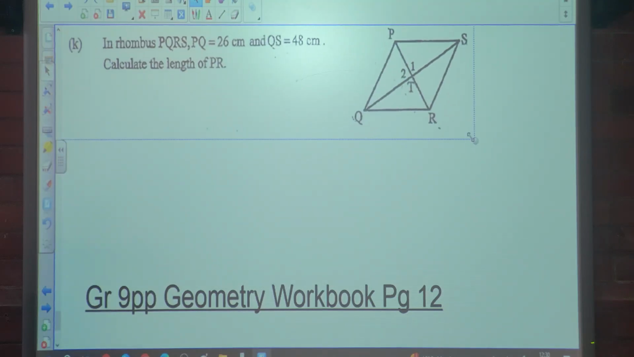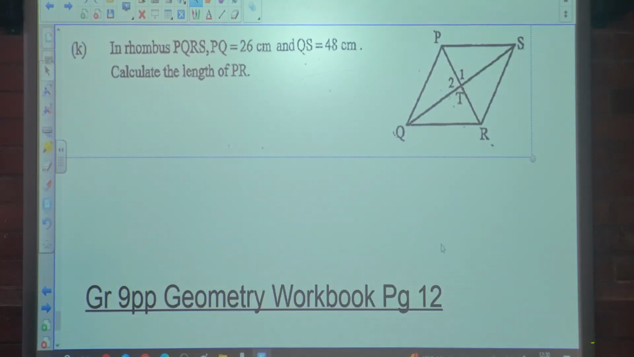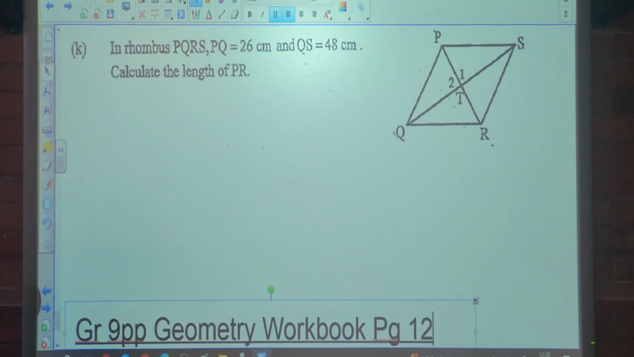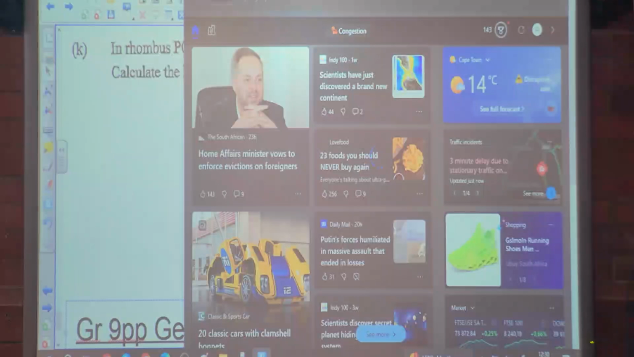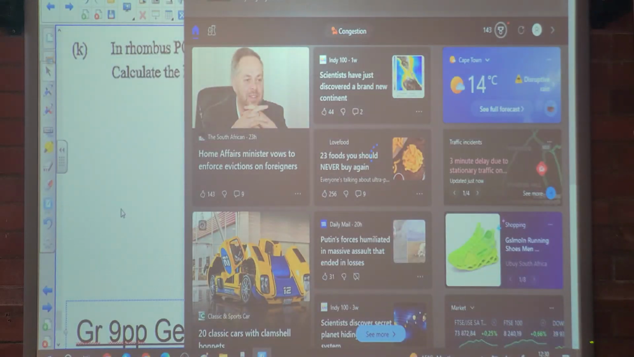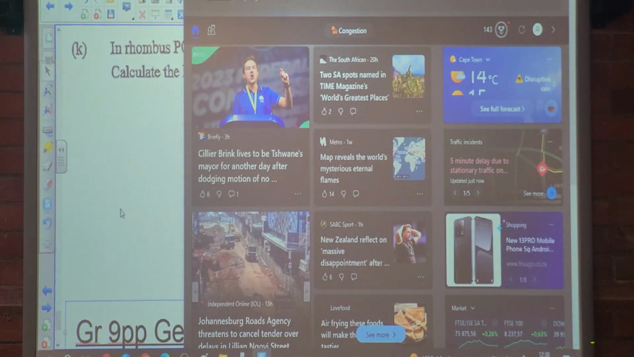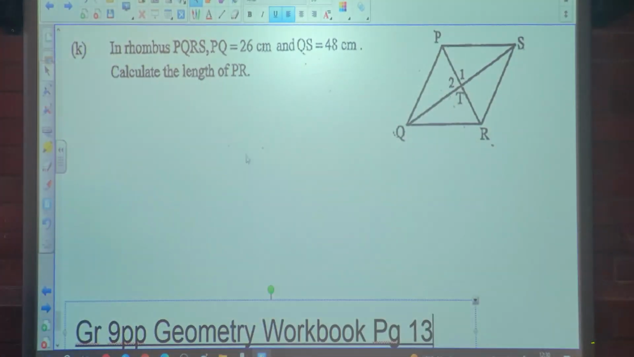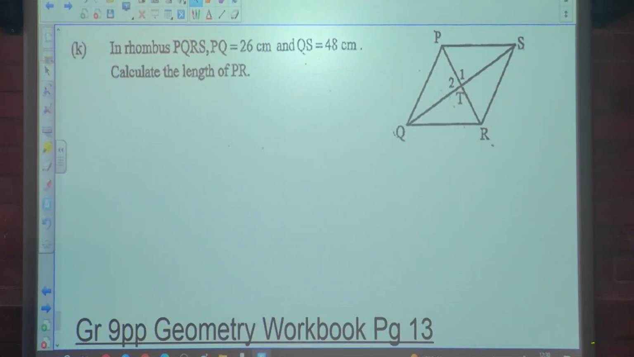Okay. Sorry? Next page, nice. You see, if you weren't in school today, you wouldn't have done geometry. That's a question, yeah? What's it, page 13, no? Yeah, okay. Otherwise, everybody would have left me on page 12.